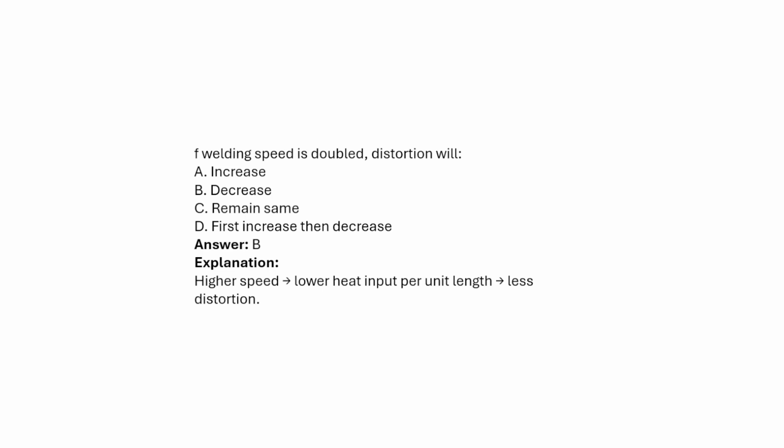The welding speed: if the welding speed doubles, the distortion will be... So welding speed is inversely proportional to the distortion. If the welding speed increases, distortion will be reduced. That means answer will be B. As the welding speed increases, the heat input per unit length is lower, that reduces the distortion.